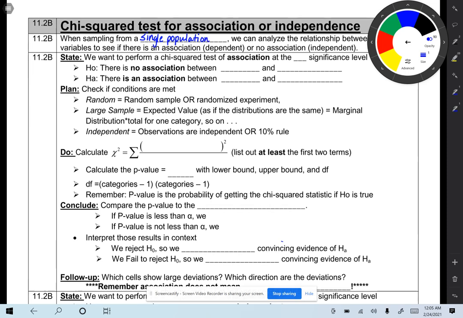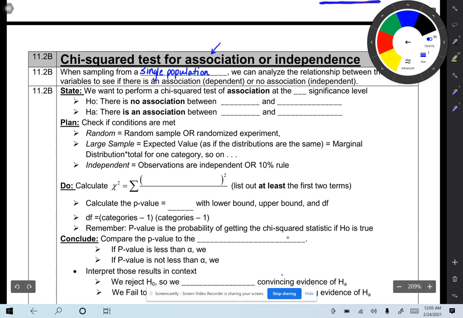So this particular test uses one population or one random sample, but two variables. Here's what the test would look like. In the state portion, we want to perform a chi-square test of association at whatever significance level. For the null hypothesis, you would say there is no association between whatever the two variables are. And the alternative, there is an association, that there would be a relationship between the variables.